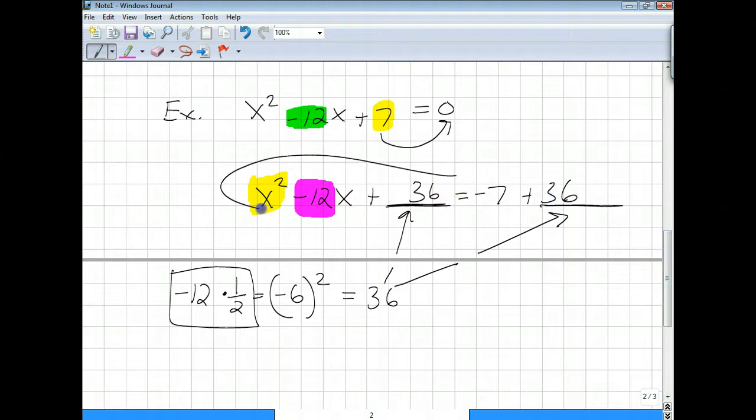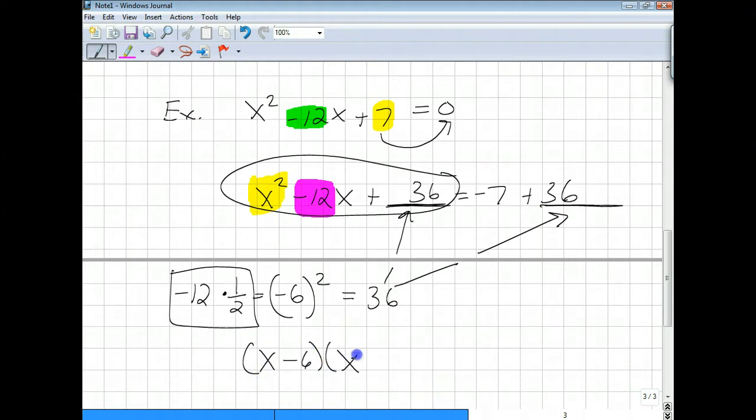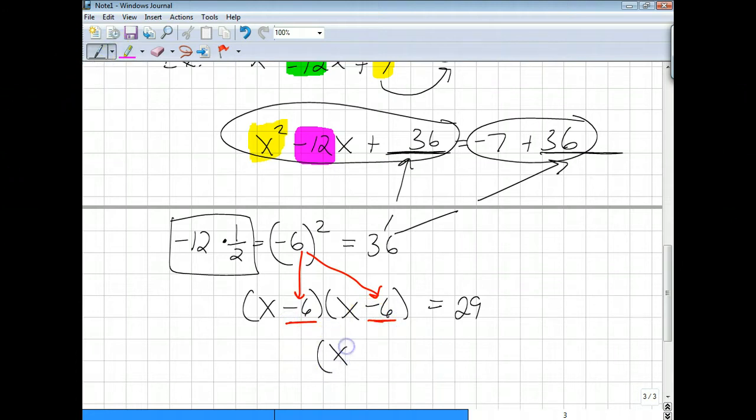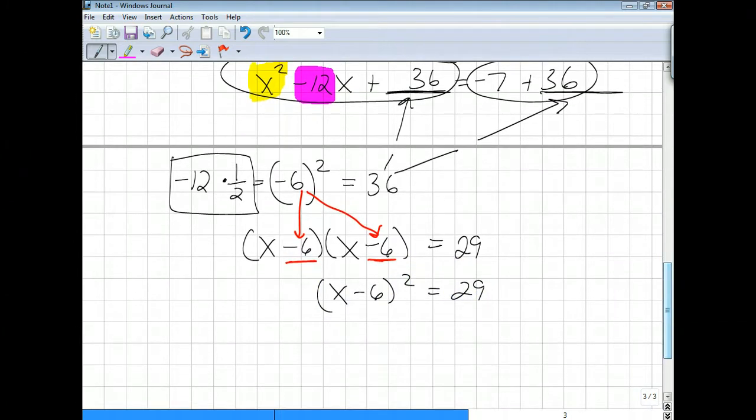And then we're going to find that this factors to x minus 6 times x minus 6. And then negative 7 plus 36 is a positive 29. Now notice here that negative 6 was the number that we actually squared. So the number that we actually squared is what's going to go here. Now we can rewrite that as a square, and now we can solve that by taking the square root of both sides.